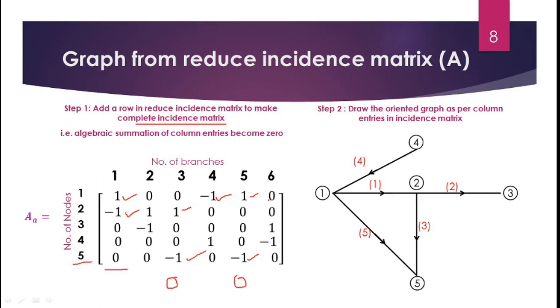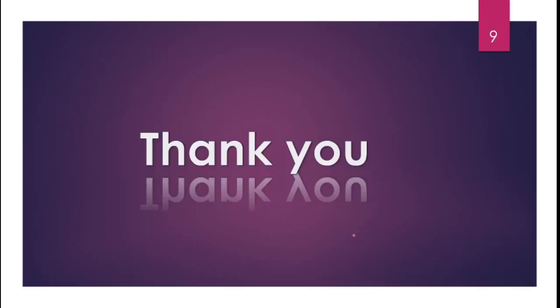Branch 6 is present between node 3 and node 4, incoming for node 4, outgoing for node 3. So it is 3 to 4. You may find here the number of nodes are 1, 2, 3, 4, 5 and the number of branches are 1, 2, 3, 4, 5, 6. So it is the graph that comes from the reduced incidence matrix. So reduced incidence matrix to complete incidence matrix, and from the complete incidence matrix we can easily draw the graph. So thank you for watching.